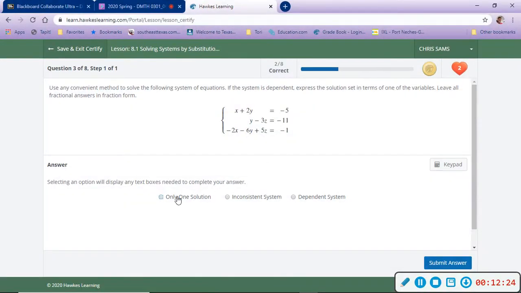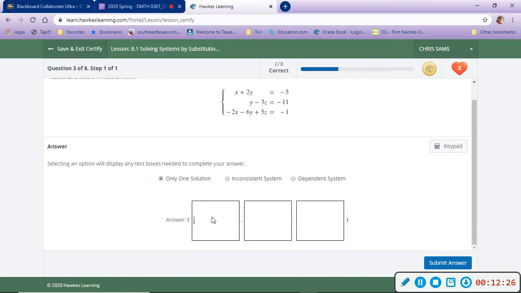So we have one solution. It's 3 numbers, x, y, and z in that order. So negative 181, and then for y in the middle we need to put 88, and then for z we need to put 33.